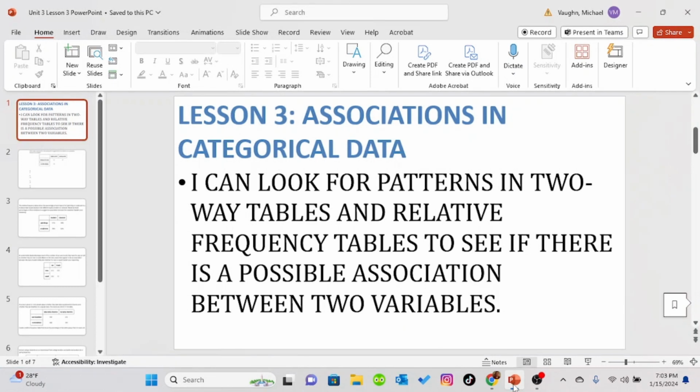Welcome to Unit 3, Lesson 3, Associations in Categorical Data. I can look for patterns in two-way tables and relative frequency tables to see if there is a possible association between two variables.